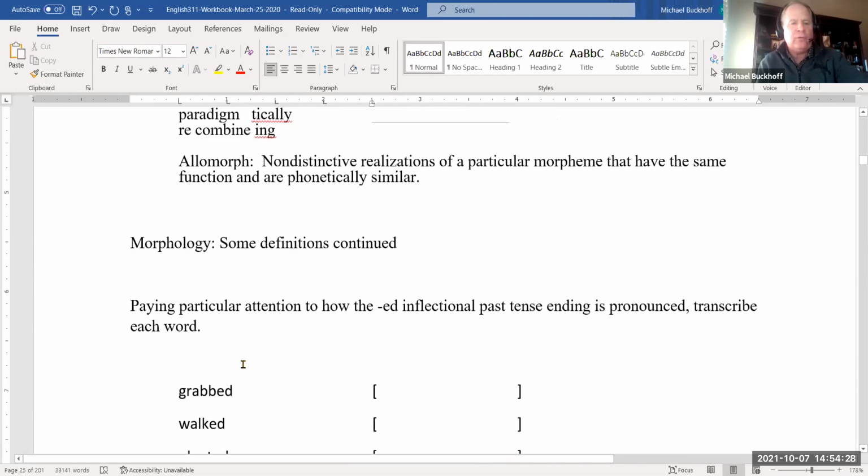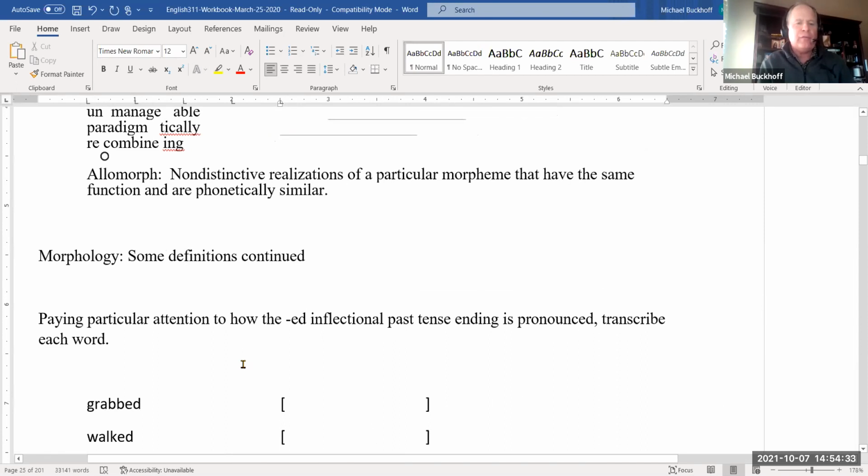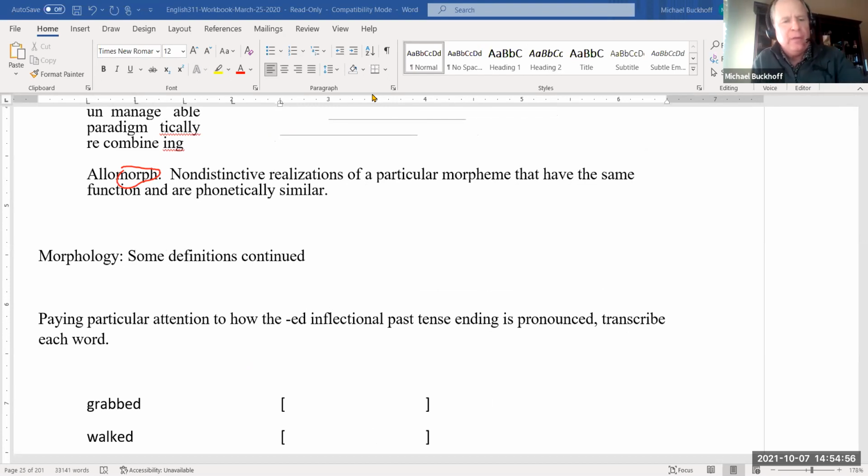Okay, let's continue onward. Adelante, as they say. Here we go. Allomorph. What an allomorph is to a morpheme. You just use the clue. Look at the definition here. You will need to know this, but you can see that part of this word is morph, which means morpheme, and the other is allos. You have allophones, you have allomorphs. So what an allophone is to a phoneme, an allomorph is to a morpheme. Thus, we say a non-distinctive realization of a particular morpheme that has the same function and is phonetically similar.